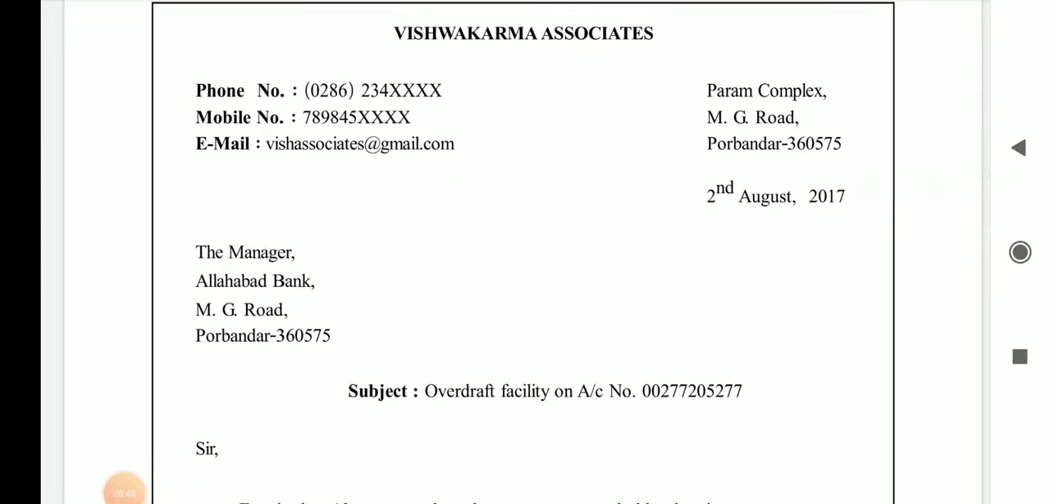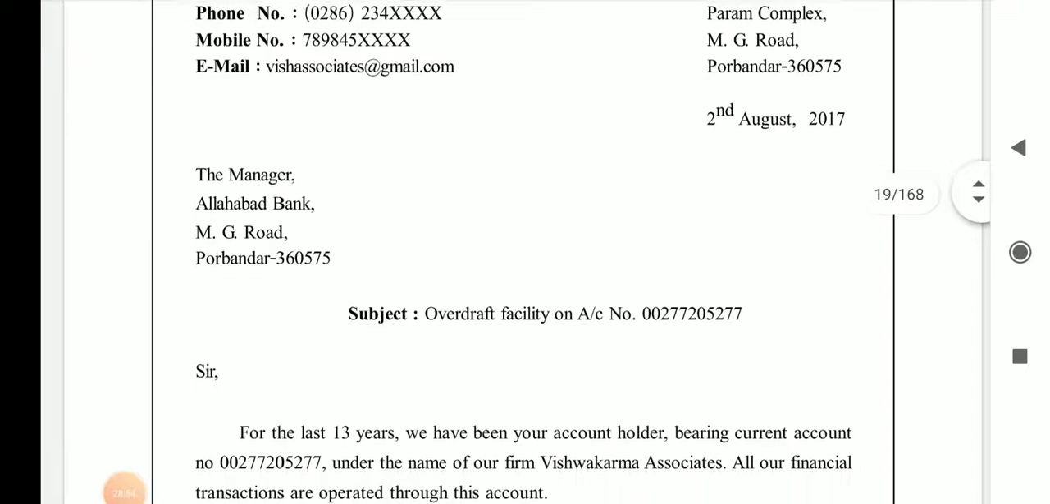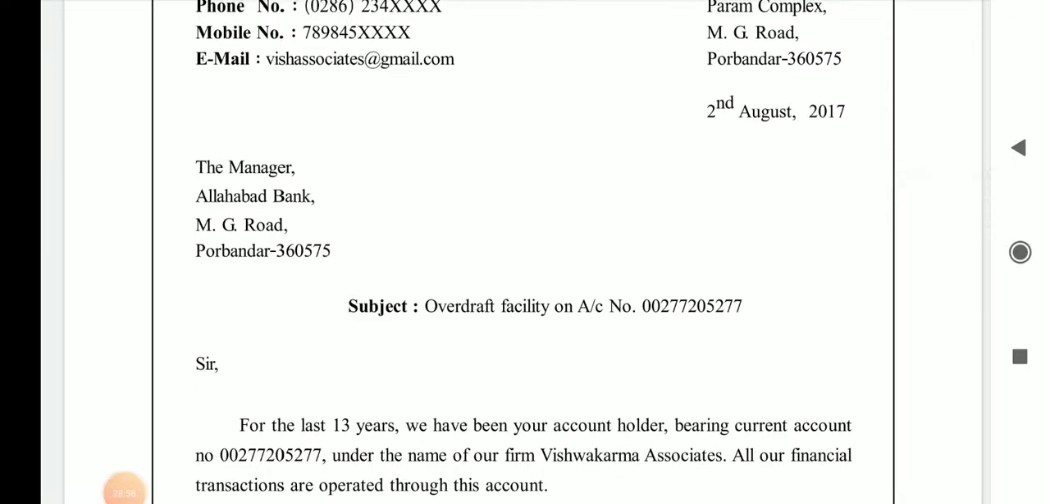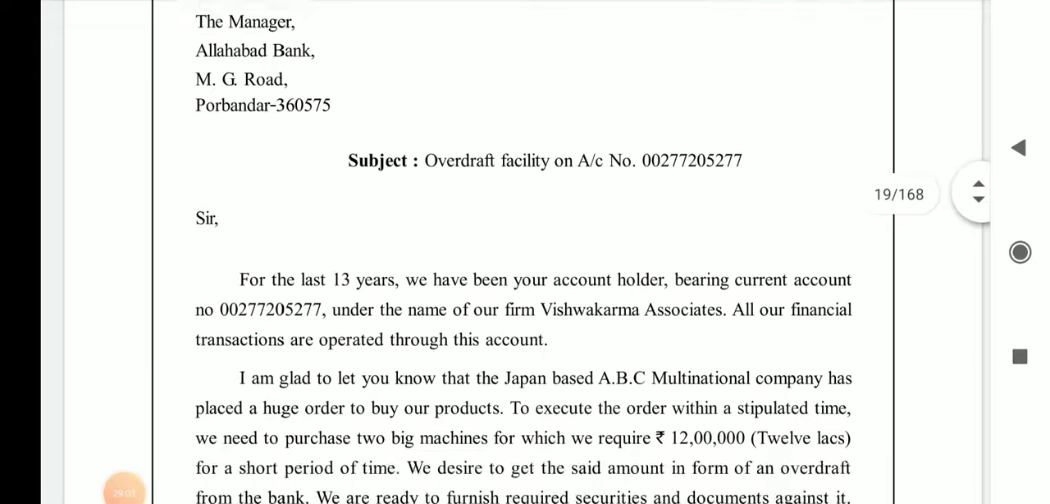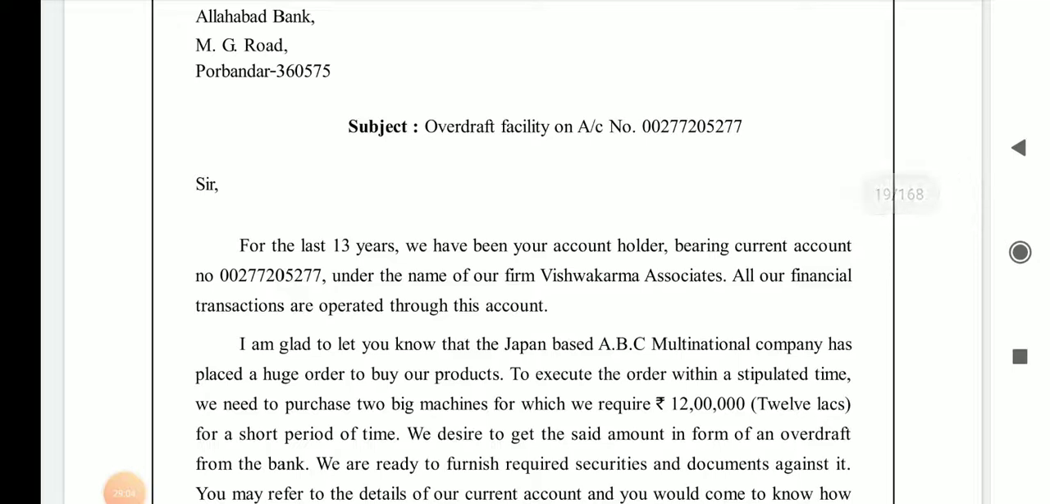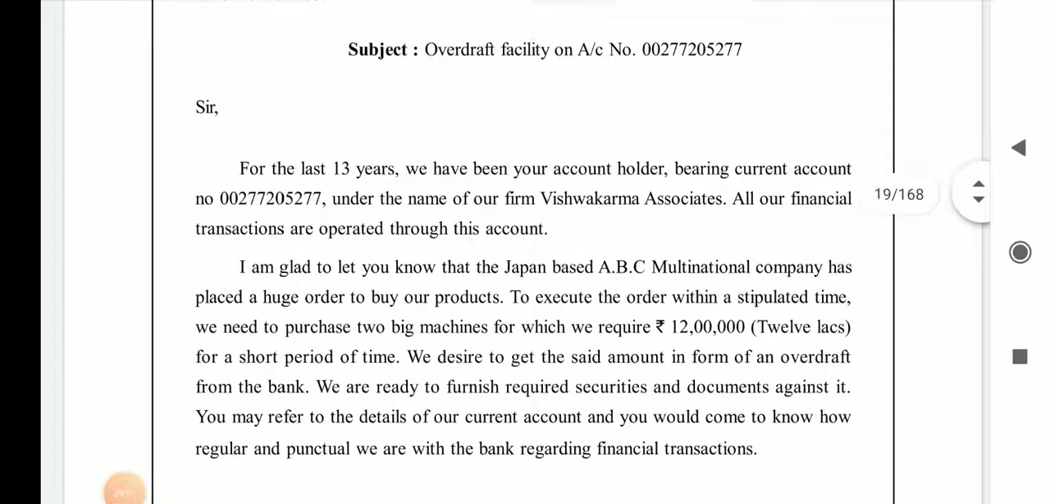Here the name is Vishwakarma Associates. Phone number, email and mobile number are there. Param Complex, MG Road, Porbandar. Put a full stop behind the pin code. 2nd August is the date. The Manager, Allahabad Bank. Remove the comma. MG Road, Porbandar. Put a full stop behind the pin code. Subject: overdraft facility, and Sir is the salutation.